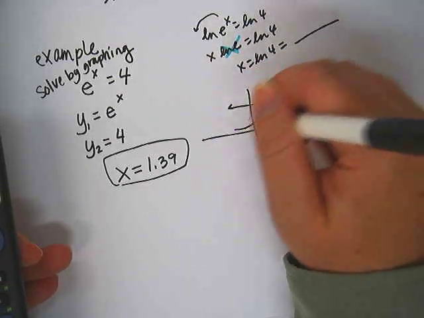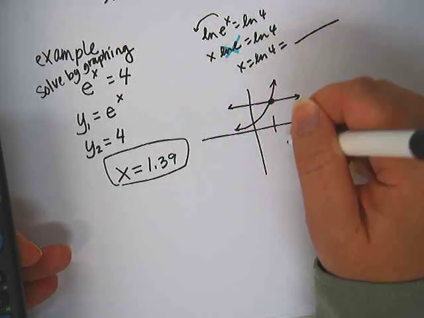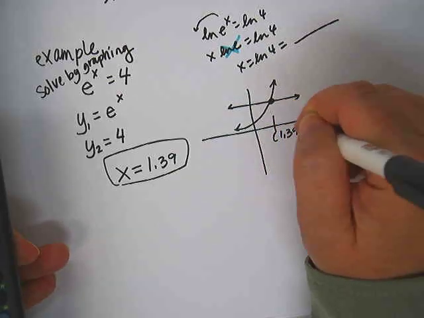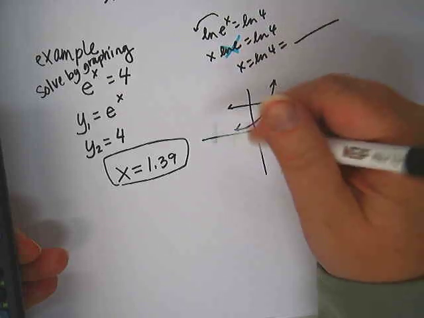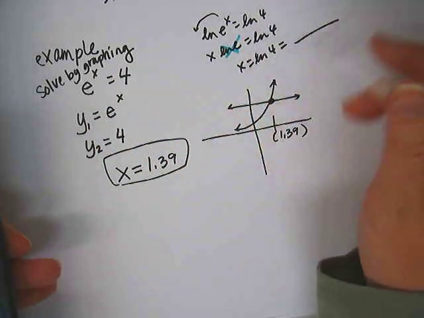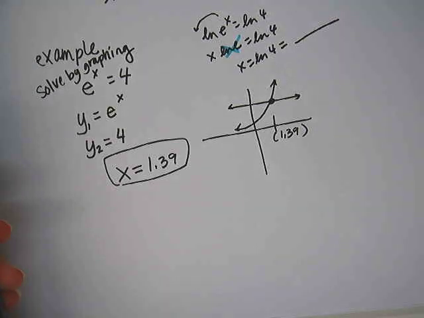Anytime you do anything on your calculators, please, please, please sketch it so that I can see what you've done. So that point right there would be 1.39, right? So sketch it out so that I know that you did it the way I wanted you to, and that's your proof.